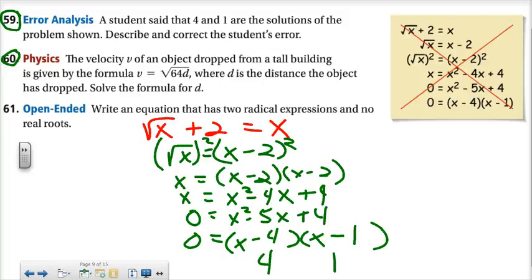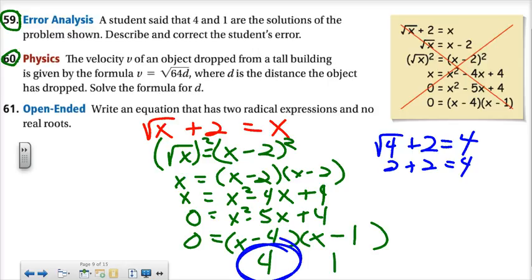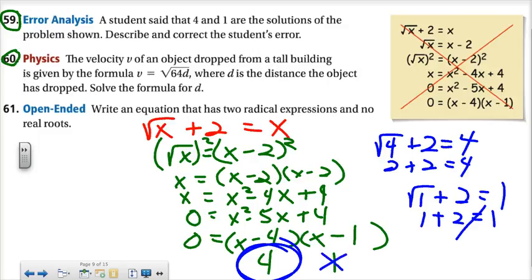So the square root of 4 plus 2, does that equal 4? Well, that's 2 plus 2, and it equals 4. So 4 is just fine. Now we'll try our solution of 1. The square root of 1 plus 2, does that equal 1? No way. We've got 1 plus 2 equals 1. No, it doesn't. So what they did wrong was they didn't check their answers because 1 is extraneous.